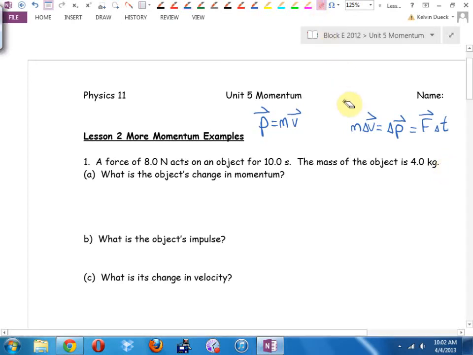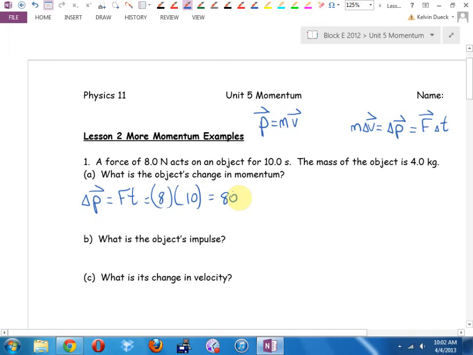Which momentum impulse change in momentum equation am I going to use? This one or that one? Look at the information they gave us. I'm going to use force times change in time. So the change in momentum, the impulse, is force times time, which is 8 newtons times 10 seconds. I think even you can do that in your head. What is 8 times 10? There you go. 80 what? Units.